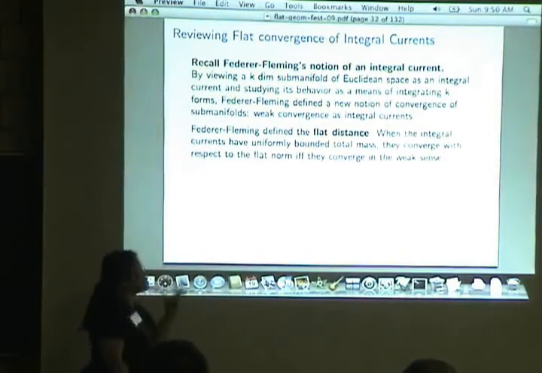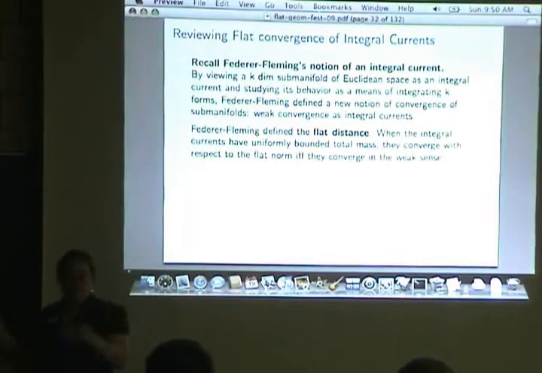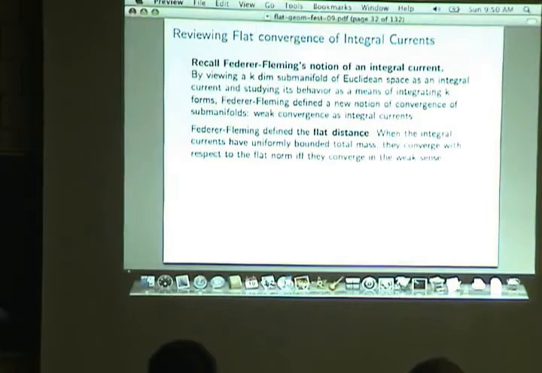So then what's the flat distance? Because a weak convergence is hard to make intrinsic. It's hard to say, okay, this is a notion of weak convergence, and now how do I make it intrinsic? It's easier to make something intrinsic if you have a distance. So Gromov has the intrinsic Hausdorff distance. He takes his manifolds and he moves them somewhere, and he studies the distance between them. So we needed a distance, and Federer-Fleming had a distance called the flat distance. And the flat distance agrees with weak convergence.